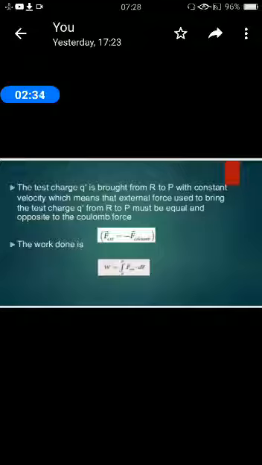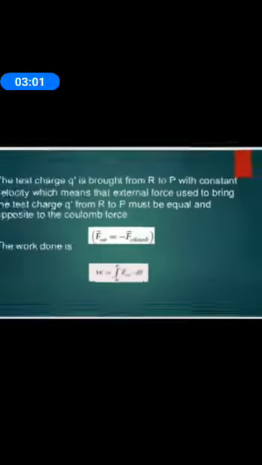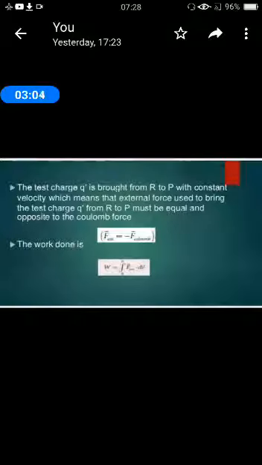Earlier we learned the formula for work done in 11th standard. The general formula for work done is force into displacement. So I am writing the formula for work done here: W is equal to integral from R to P of F external vector dot dr vector. We know R is the starting point for the test charge Q prime, and P is the point where we have to move it, so that is the final point. The external force that we are applying is F external vector, and dr vector is a small displacement of the test charge Q prime within the distance R to P.